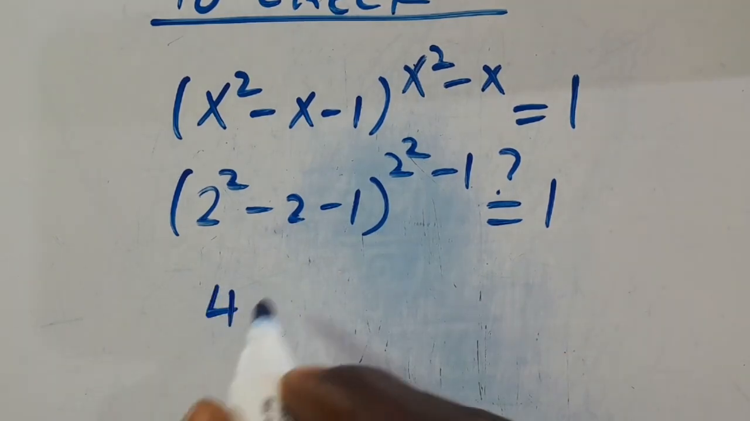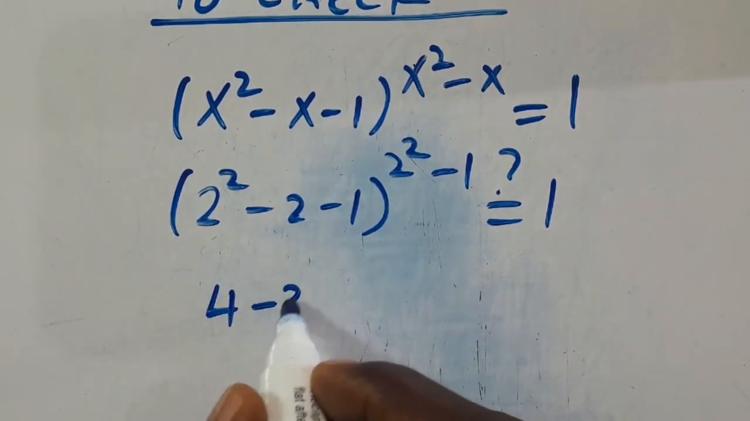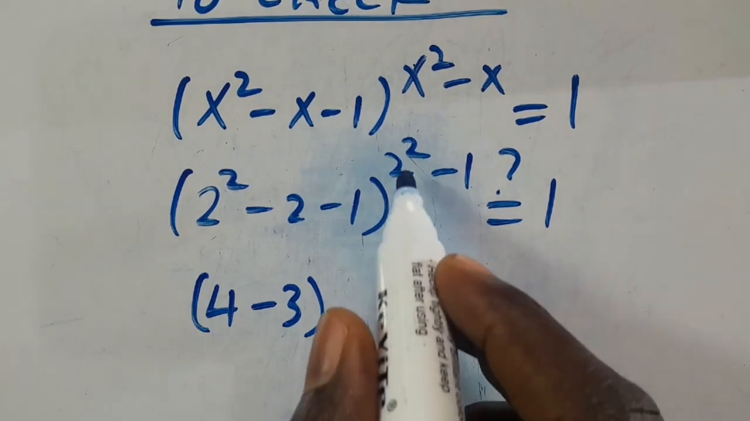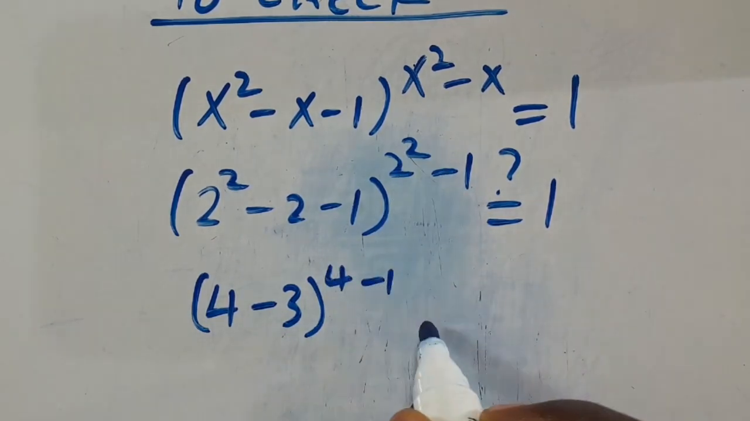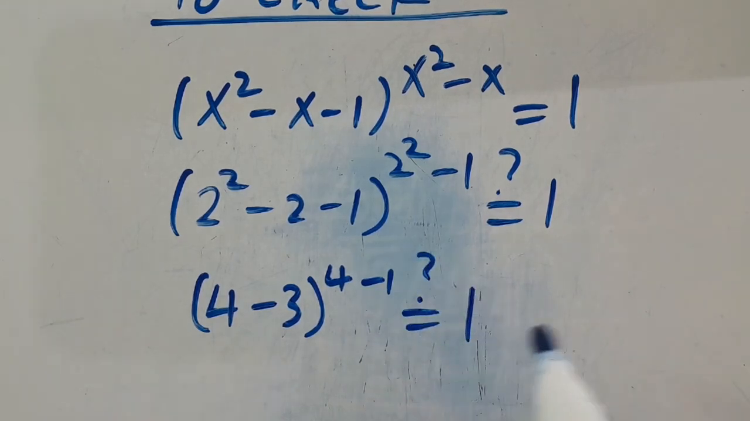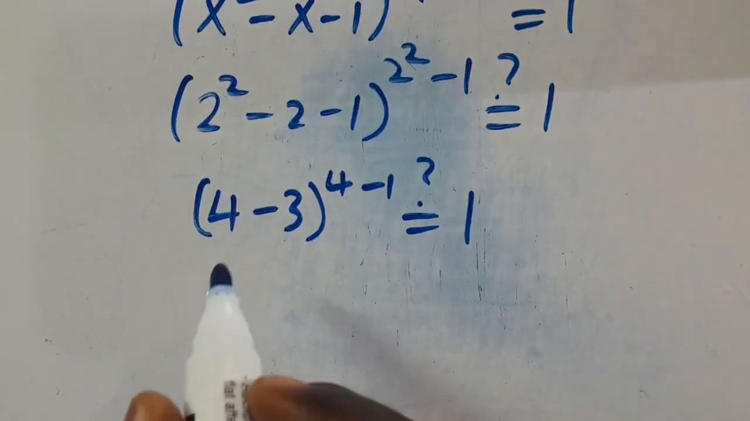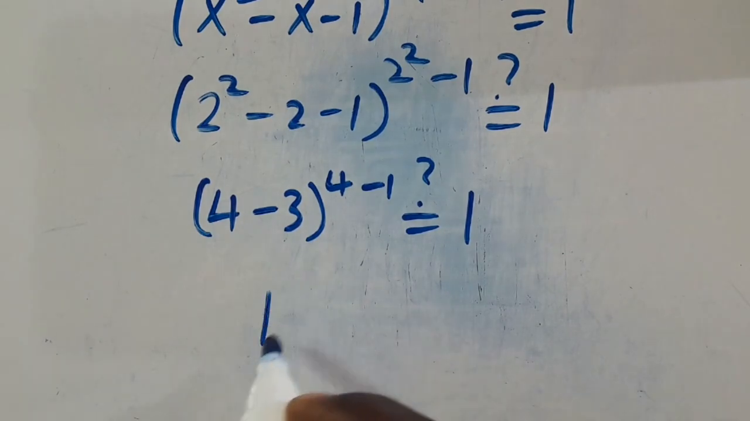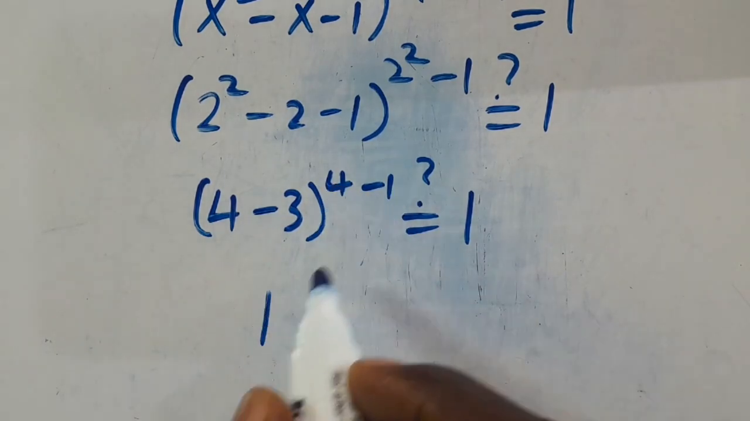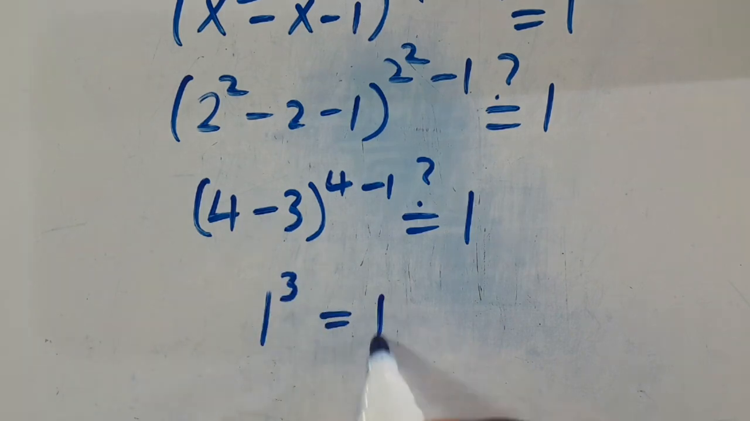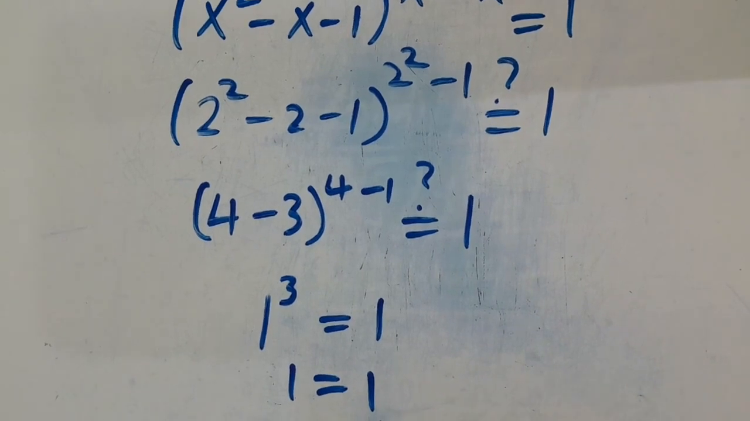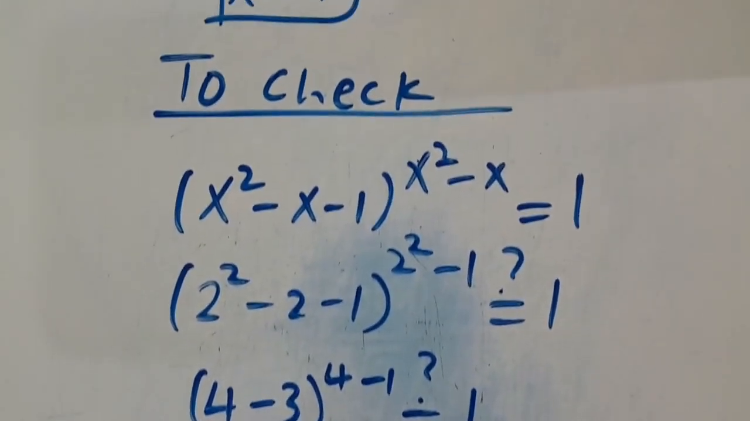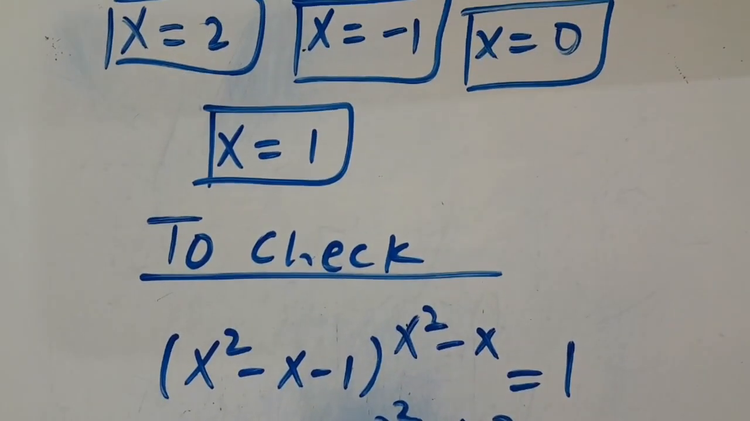Here will be 4 minus 1 minus 2, which is minus 3, all in parentheses. This one will also be 4 minus 1. Is it going to give us 1? So from here, 4 minus 3 will give us 1, to the power of 4 minus 1, which is 3. This equals 1. So 1 equals 1. So this is true for x equals 2.